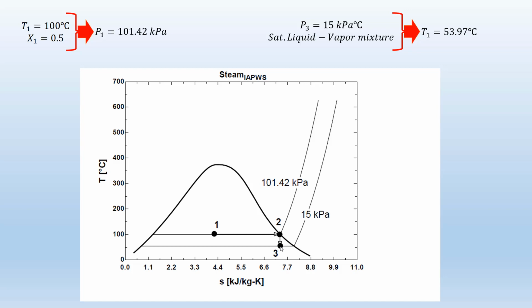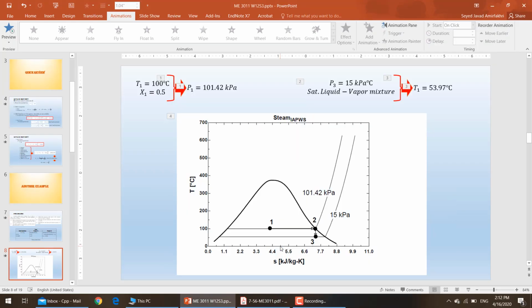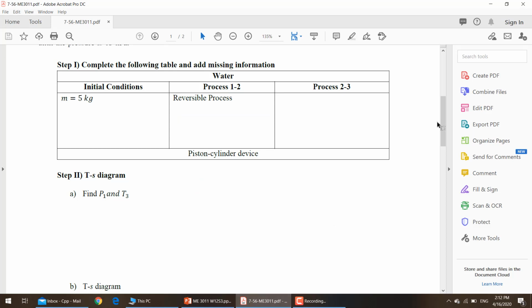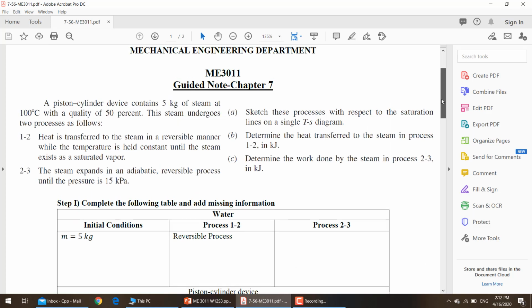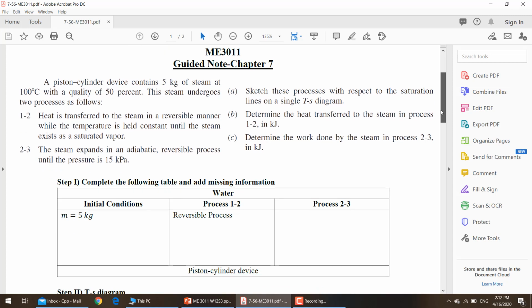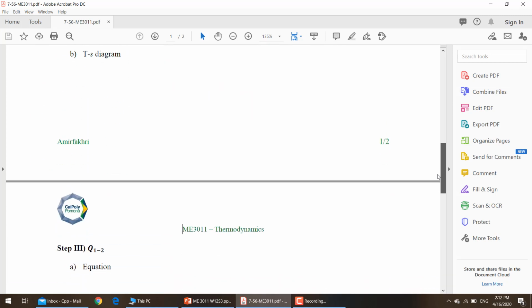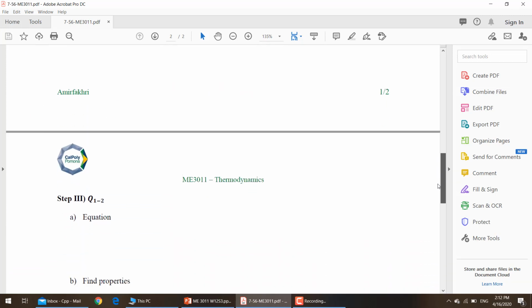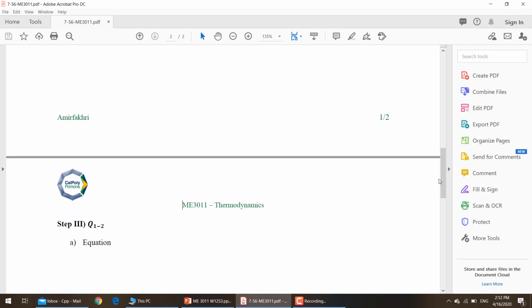Now for the next part, you are asked to calculate part B. You have to calculate the heat transfer for process 1 to 2, or Q1 to 2. To calculate Q1 to 2, guys, you need an equation. Please spend 2 minutes, pause this video, and write an equation to calculate Q1 to 2.